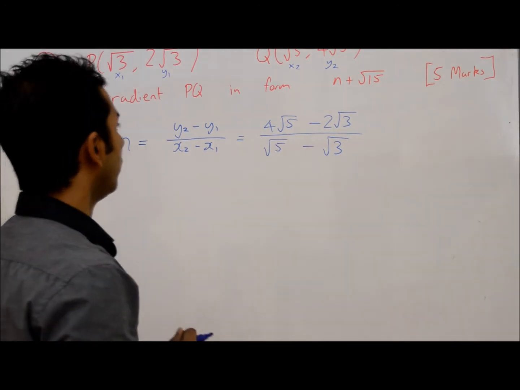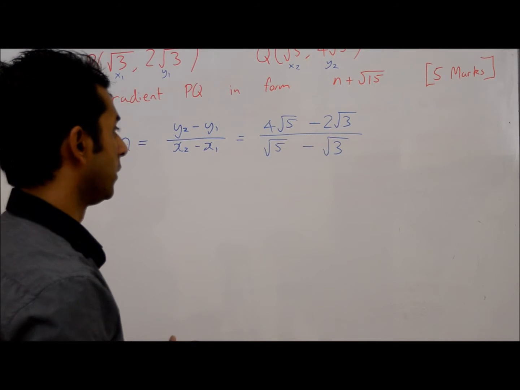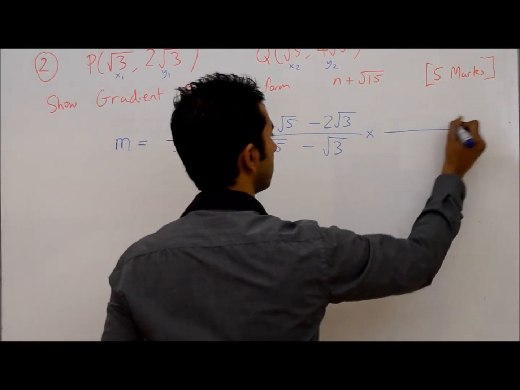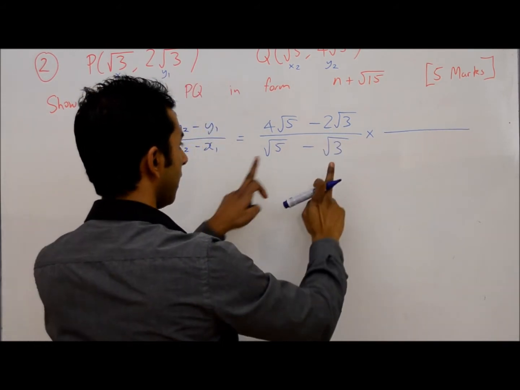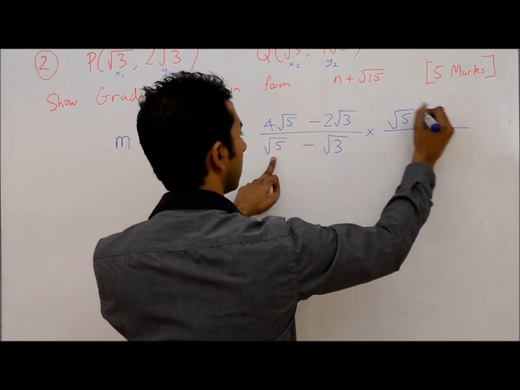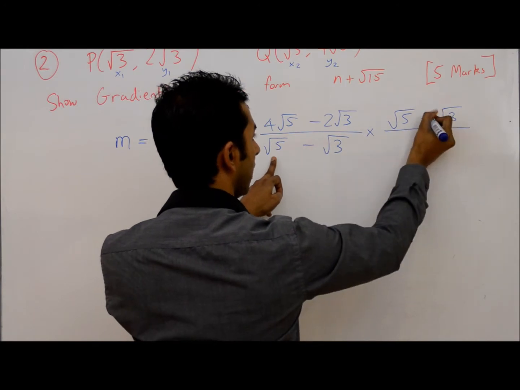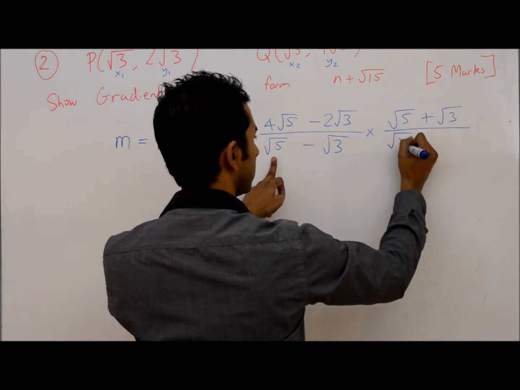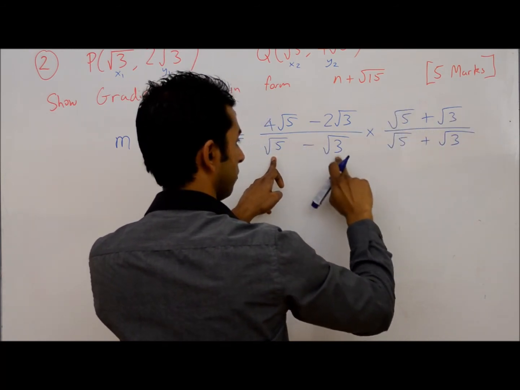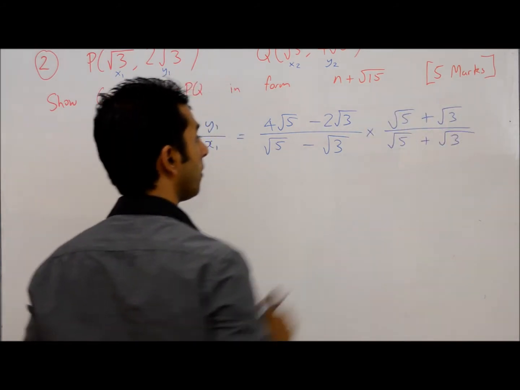Right, so we somehow need to simplify this to make it look like that. What we need to do here is rationalize the denominator. To rationalize the denominator, we need to multiply this by a fraction. And that fraction is going to be this denominator here, but instead of the minus, we're going to have a plus. It's always going to be the opposite sign. Right, so root 5 plus root 3 over root 5 plus root 3, and this is equal to 1.